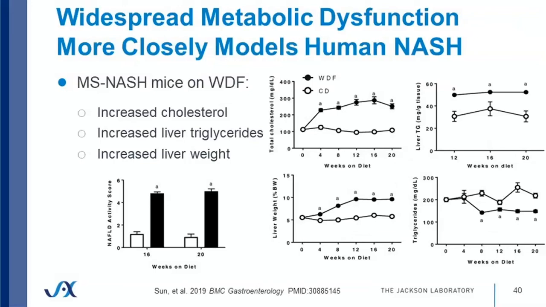This model also mimics many other metabolic phenotypes observed in human NASH patients, such as increased cholesterol, increased liver triglycerides, and liver weight. When pathology is scored, not shown here, the nonalcoholic fatty liver disease activity score, or the NAS, is over the threshold of 5, indicating a NASH-like phenotype.